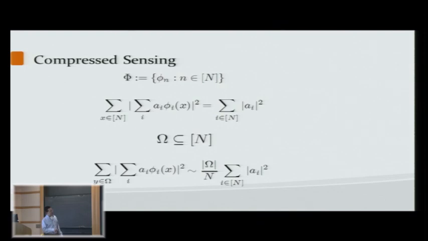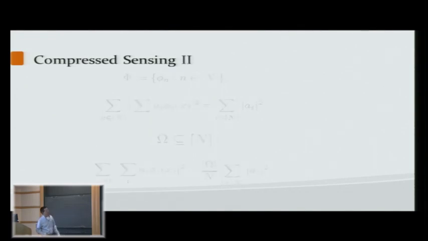So if this is somewhat of a random set and the a_i are fixed, you would expect this to be true, because I've normalized by the appropriate factor to account for the fact that I'm only summing over a sub-portion of the set. What's the y there? Yeah, so it should be x. x and y should be the same. It's a typo. And so this is what you expect if you fix the coefficients and you choose omega randomly.